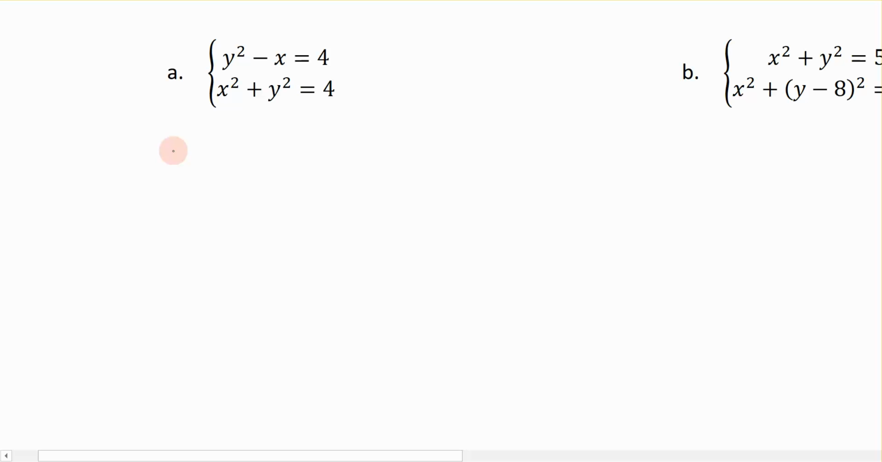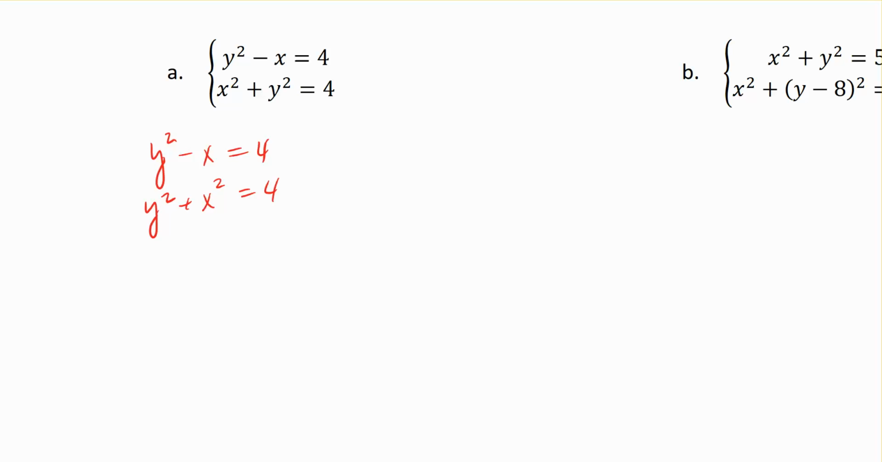So I have y squared minus x is equal to 4, and here I have y squared plus x squared equals 4. Y squared and y squared are like terms. If I want to add those two coefficients together to get 0, then they actually are close, but they need to be opposite in sign.